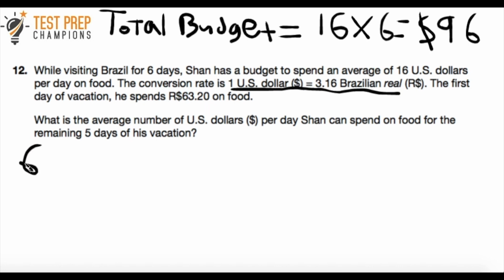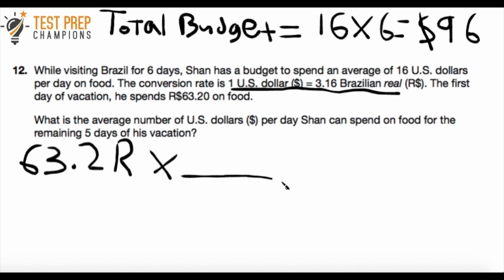Let's get that out of the way here, and let's figure out how much he spent the first day in US dollars. So we've got 63.2, and I'm going to put the R here for Brazilian real. Now, this conversion rate is $1 equals 3.16 Brazilian real. So we're going to set this up so that we put the Brazilian real amount down here in our denominator, because we want the units to cancel out.